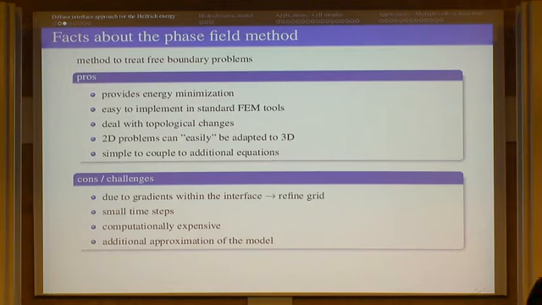And there are of course some challenges or disadvantages because of this interface. We have to deal with high gradients. Therefore, we have to refine our grid in this region, and as this is computationally very expensive, we also have to deal with small time steps. And of course, the phase field method is an additional approximation to our model, but the error in this approximation is usually much smaller than the error we make with our model assumptions.